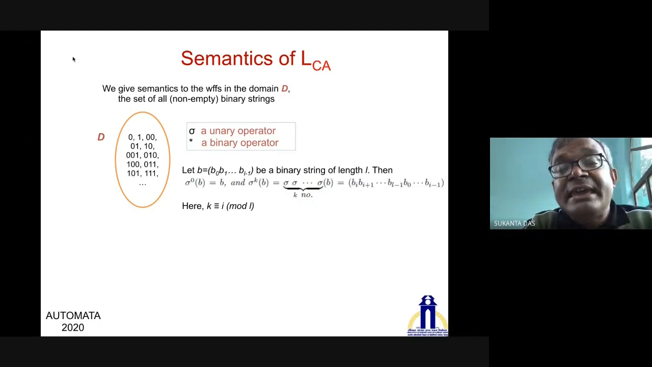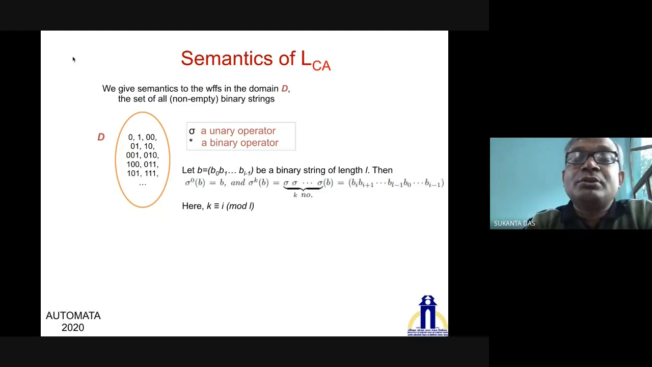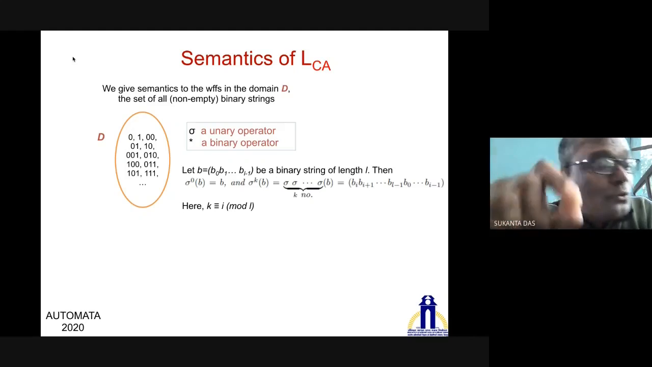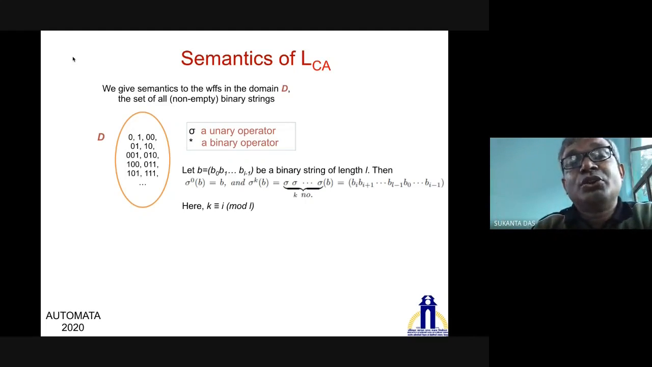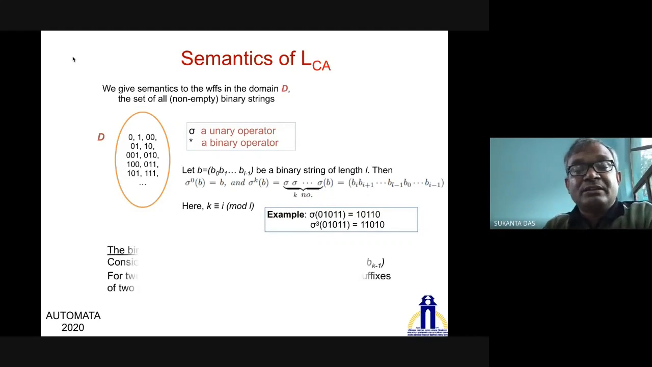Here there are three things: k, i and L. L is the length of the string, and this is the relation: k is equivalent to i mod L. So what we understand is that sigma, which was an abstract symbol, is now a unary operator and a shift operator. So the example is given.